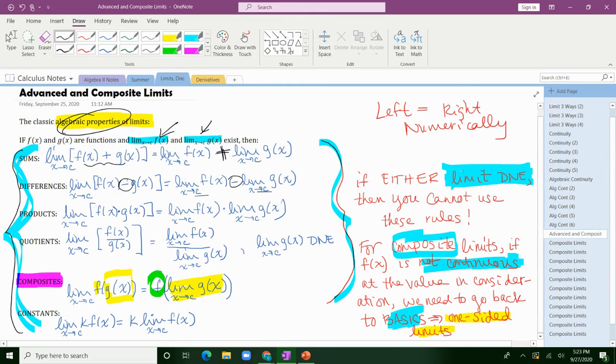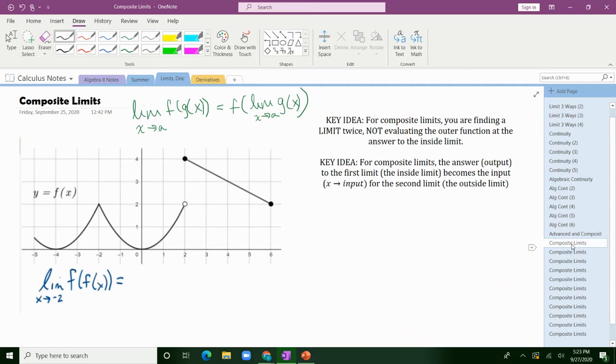Now, sometimes these do work, so I don't want you to think you can never use these, or else I wouldn't even show them to you. They work a lot of the times, but we're going to talk about what happens when they don't work. So let's start off with this example here. I have what looks to be two parabolas and a line. I have a jump discontinuity at 2, and I want the limit of a composition, f of f of x. Now this graph is the function f, so it's not like you have f of g of x and there's two different graphs. You're looking at the same graph here.